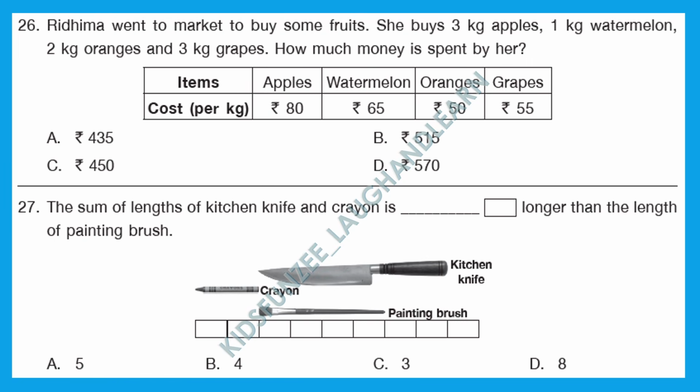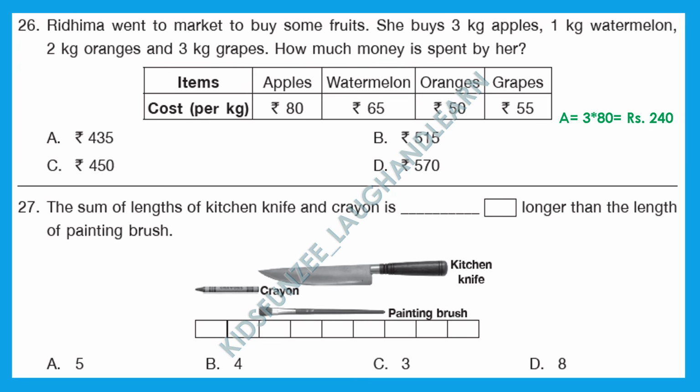Question 26. Ridhima went to market to buy some fruits. She buys 3 kg apples, 1 kg watermelon, 2 kg oranges and 3 kg grapes. How much money is spent by her? Here in the table we have items and their cost per kg. Per kg means per 1 kg. Now let's see how much she bought. She bought 3 kg apples. 1 kg apple is equal to 80 rupees. So 3 kg apples will be equal to 240 rupees.